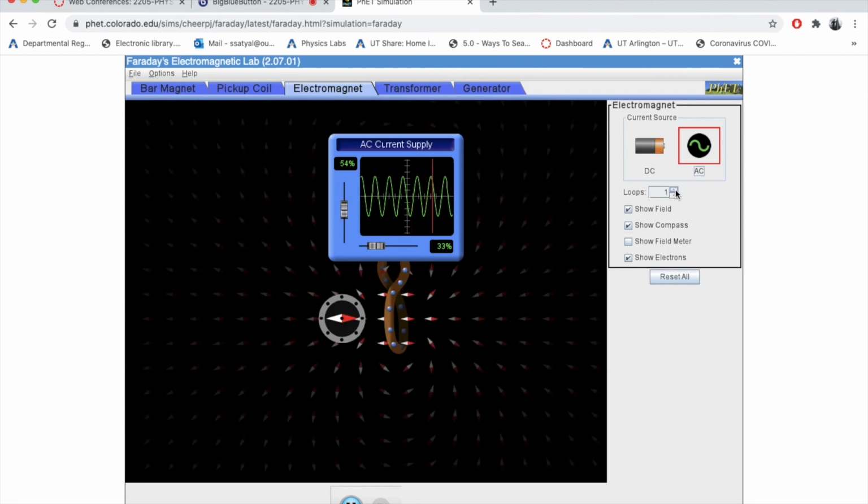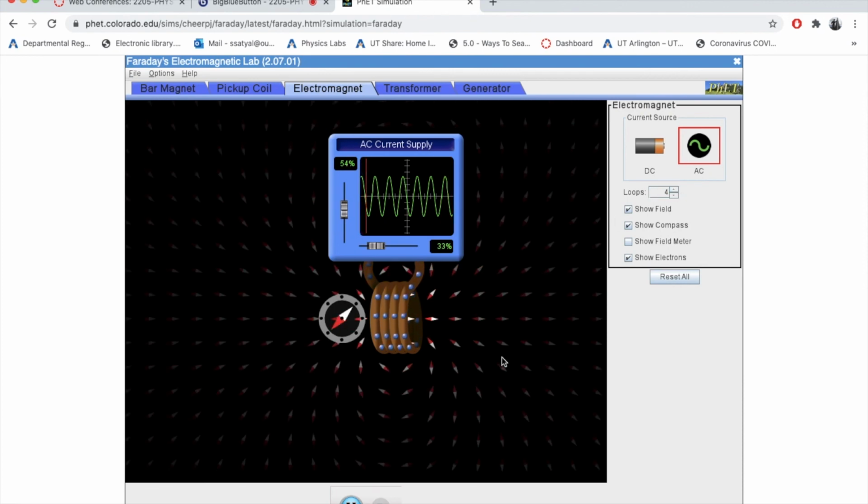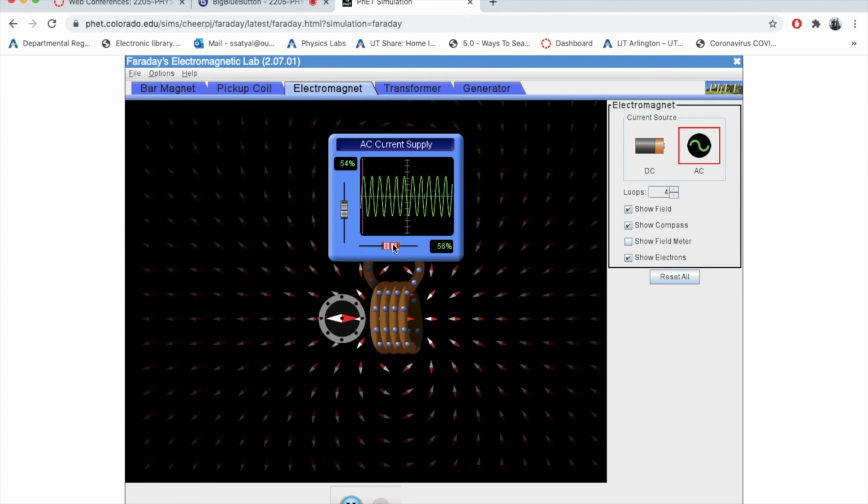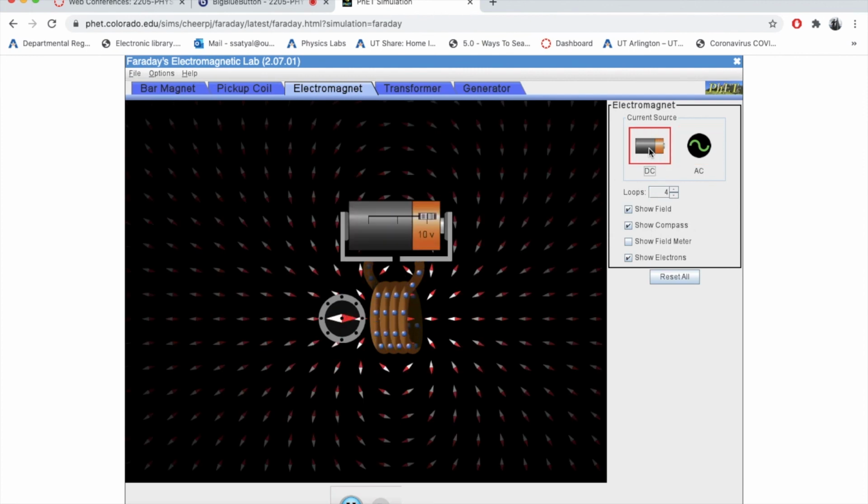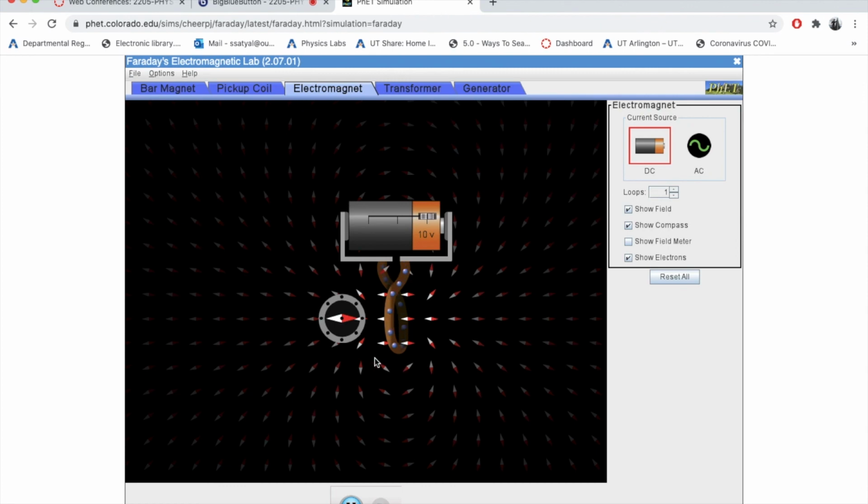And you can change that intensity if you increase the loop, and versus frequency, all that. So what else can I do here? Same thing for the DC. By increasing the number of loops, the current through the loop is increased versus when I have only one loop over there.